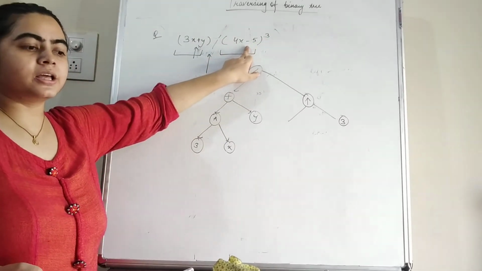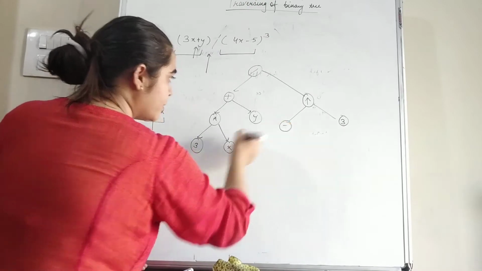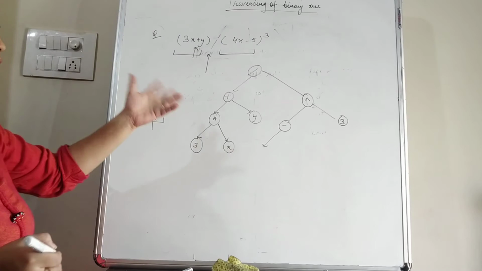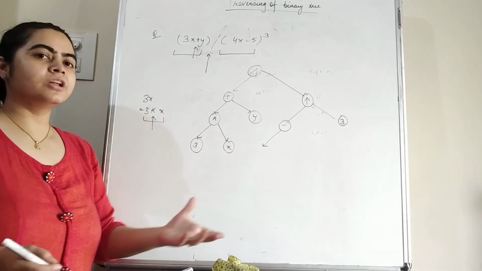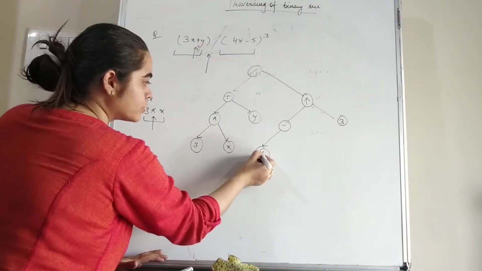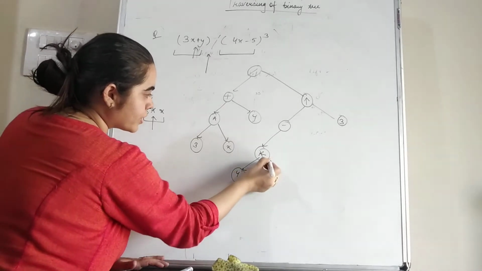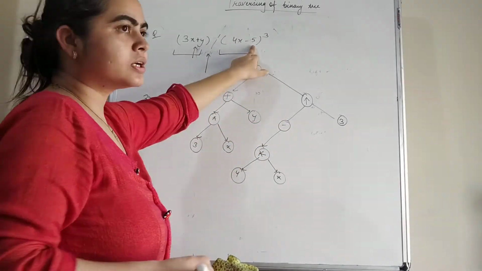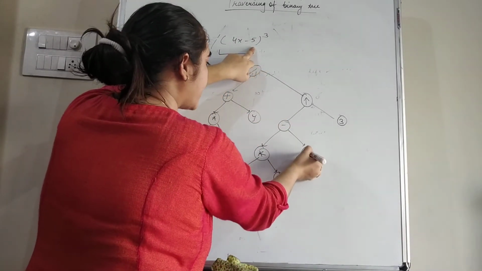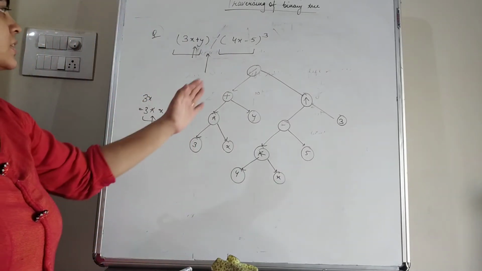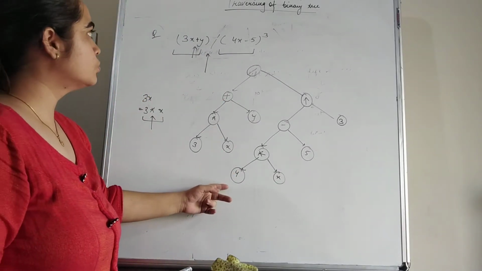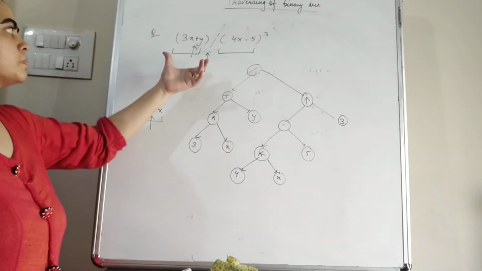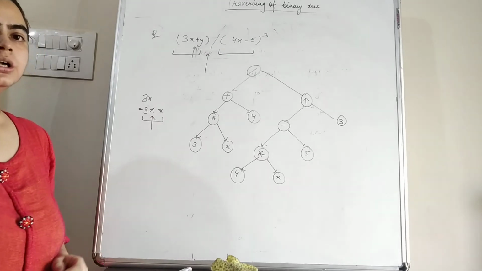In between again there is a subtraction symbol, so you can put it here, and on the left side the expression is 4x. So 4x means 4 into x. Between 4 and x there is multiply, so you write multiply here, 4 on the left and x on the right. So 4x minus, and on the right side there is 5. So this is the binary tree which is used to represent this expression using the in order traversal.